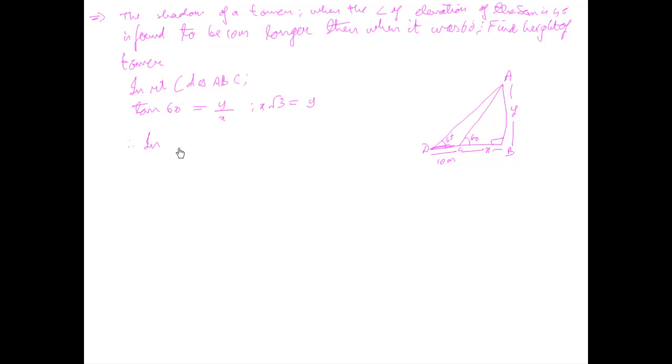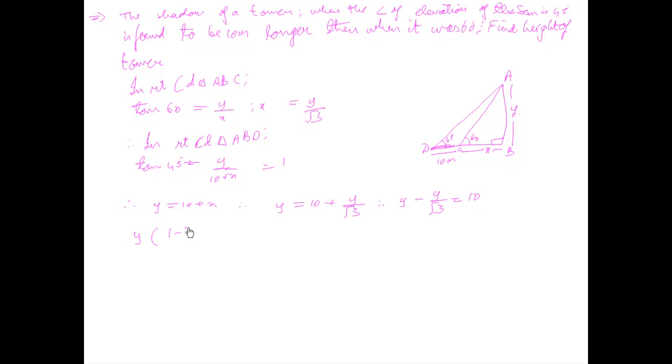Now children, the second triangle we'll get in right angled triangle ABD. Tan 45 is equal to opposite upon adjacent, that's y upon 10 plus x. Tan 45 is 1, so y is equal to 10 plus x. Now children, here we need to find out the value of y, so we will make x subject to the formula. So that will give us y is equal to 10 plus y by root 3. We'll bring both the y's together. That's y minus y by root 3 is equal to 10.